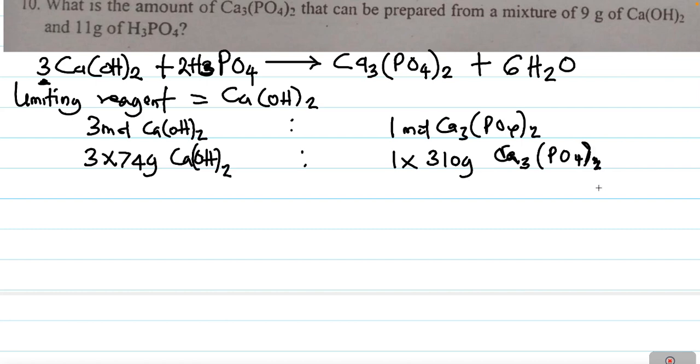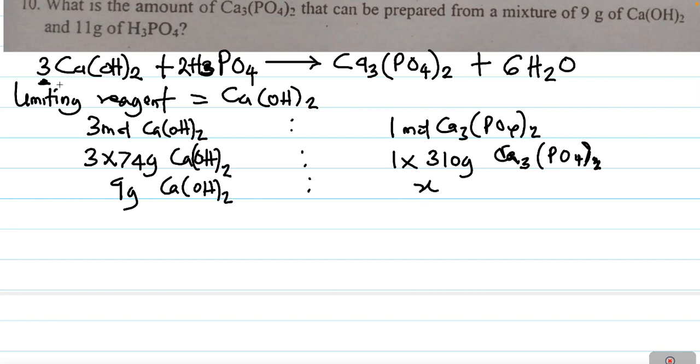All right, so if 3 times this gives us this. Now, what was the mass of calcium hydroxide that was given to us in this question? 9 grams. So say 9 grams of calcium hydroxide will now give us X.